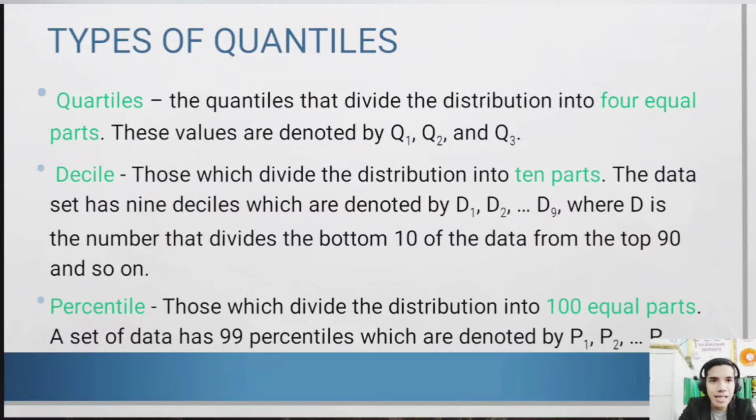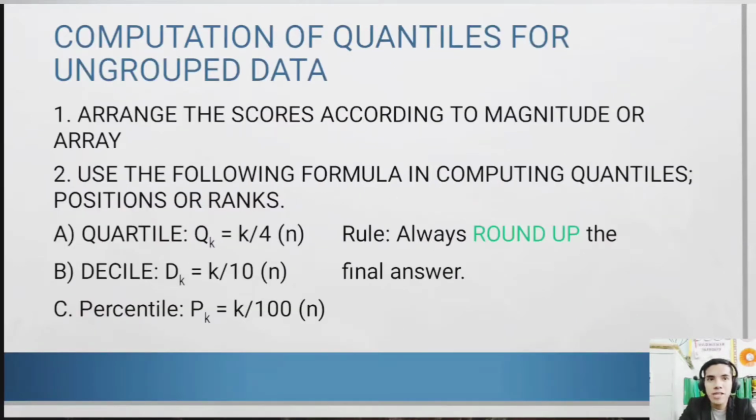Para mas maintindihan natin to, let's have an example. So, computation of quantiles for ungrouped data. First thing that we have to do is to make an array. Diba? Just like median, nagkakaroon tayo ng arrangement of scores. Arrange the scores according to magnitude or array. Ayan na. Whether it is from highest to lowest or lowest to highest.